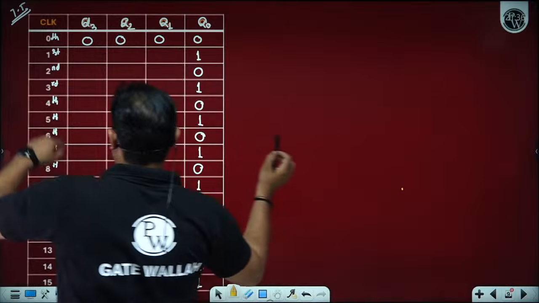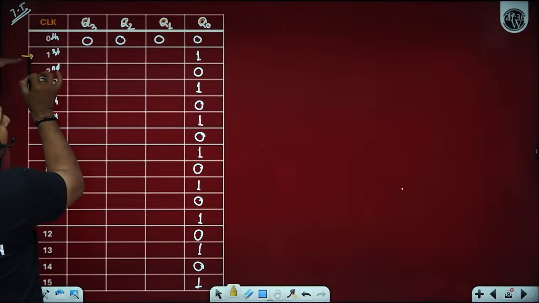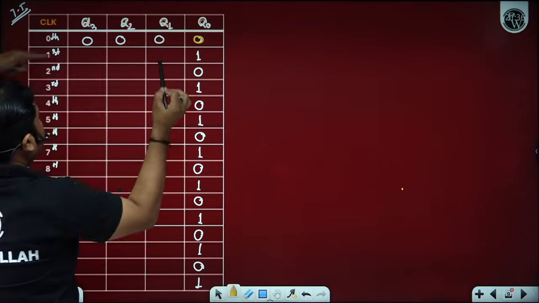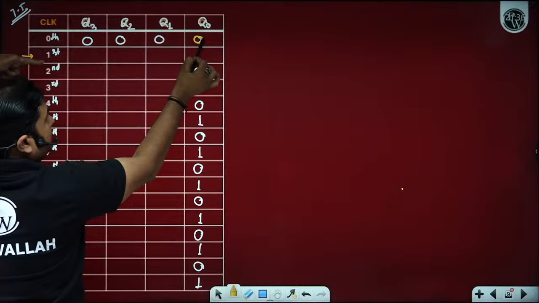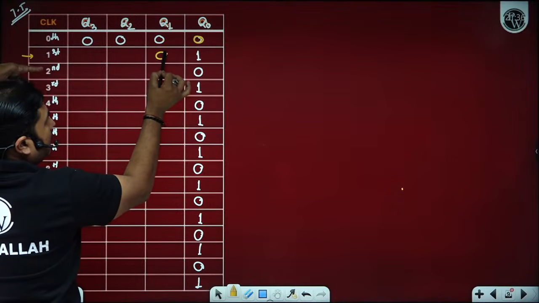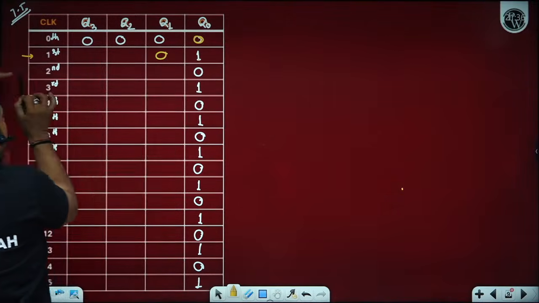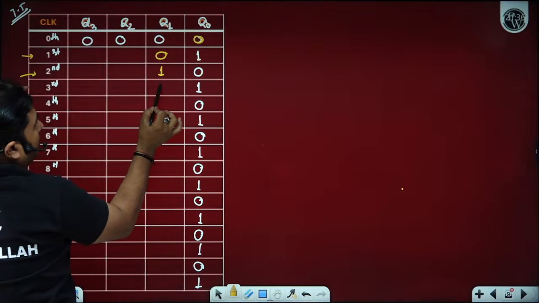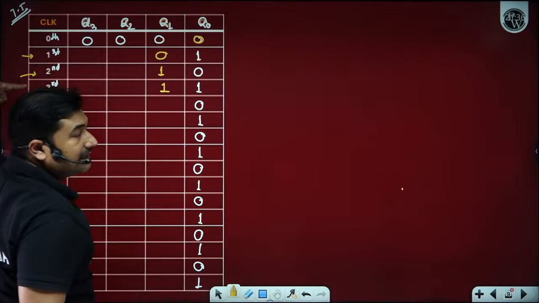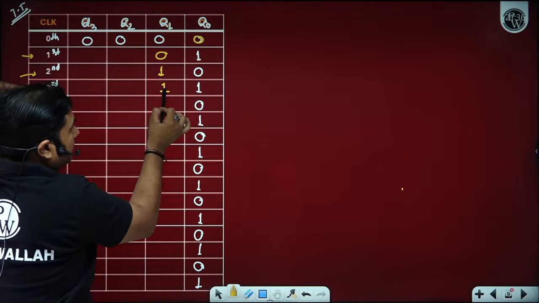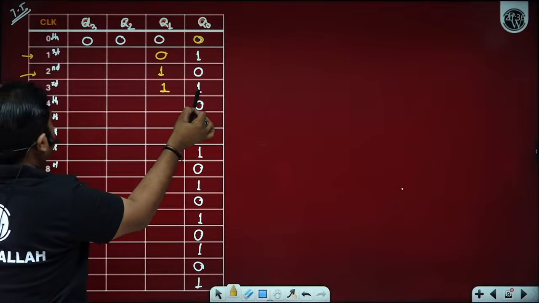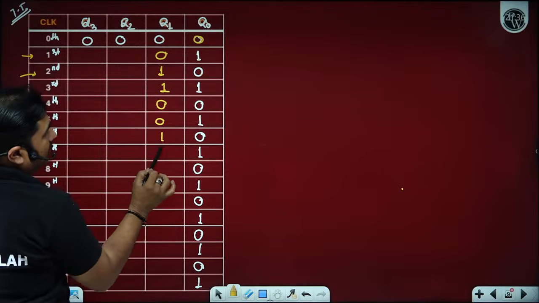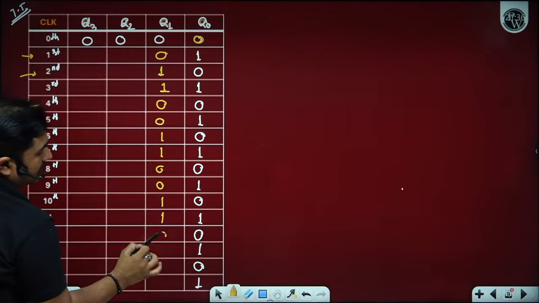Q1 toggles only when Q0 is 1 and a clock is applied. Here Q0 is 0 and a clock is applied, so it will not toggle. Here Q0 is 1 and a clock is applied, so it toggles. Here Q0 is 0 and a clock is applied, third clock, so it will not toggle, it will remain in its previous state, which is 1. Okay? Yes sir. Then if Q0 is 1 and a fourth clock is applied, then it toggles. How many of you are able to understand up to this part? So the same goes on.